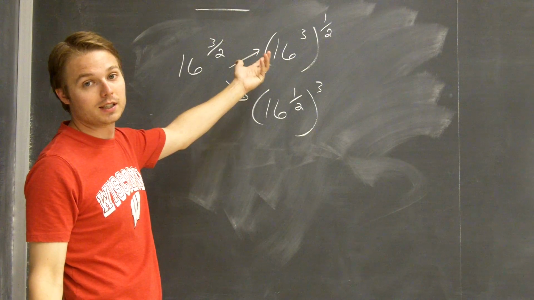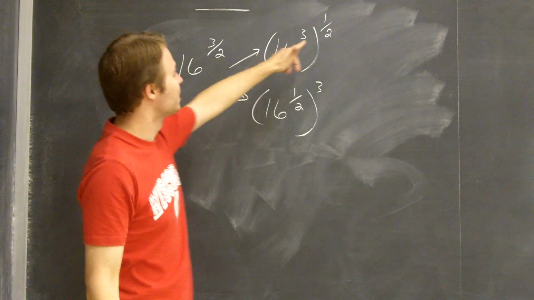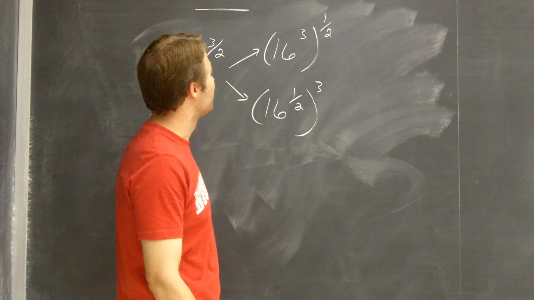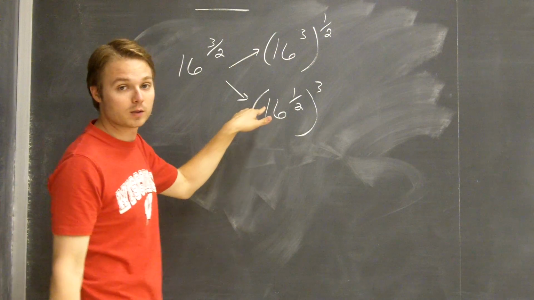I have no idea what 16 cubed is. I could figure it out, but then it's a really large number, and then trying to take the square root of that really large number, it might be really difficult. So if we're working by hand, we probably don't want to go this route. But this way is a lot easier.